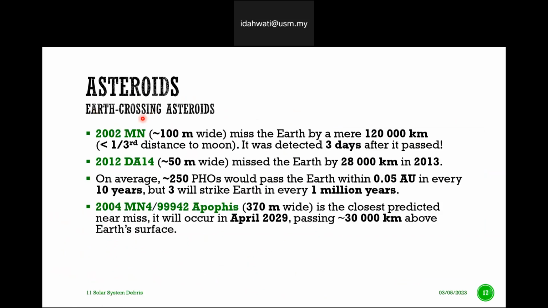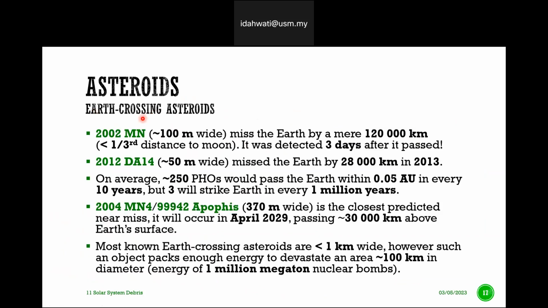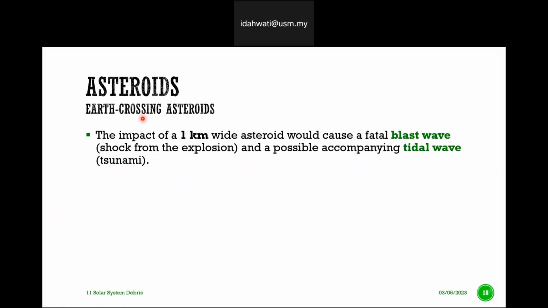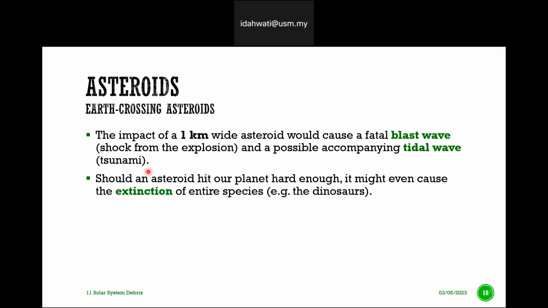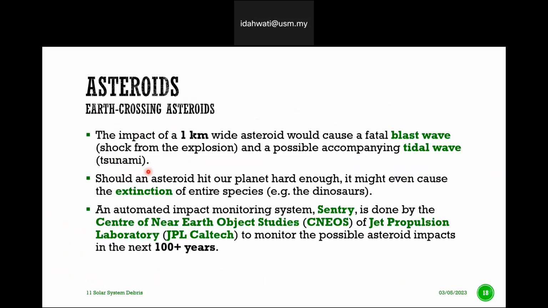Okay, and also this one, you can read about Earth-crossing asteroids here, and also about the impact of an asteroid that can cause a fatal blast wave and possibly an accompanying tidal wave, okay, which means a tsunami. It can cause the extinction of entire species, and there is also the monitoring system by CNEOS and JPL to monitor possible asteroid impacts in the next 100+ years.